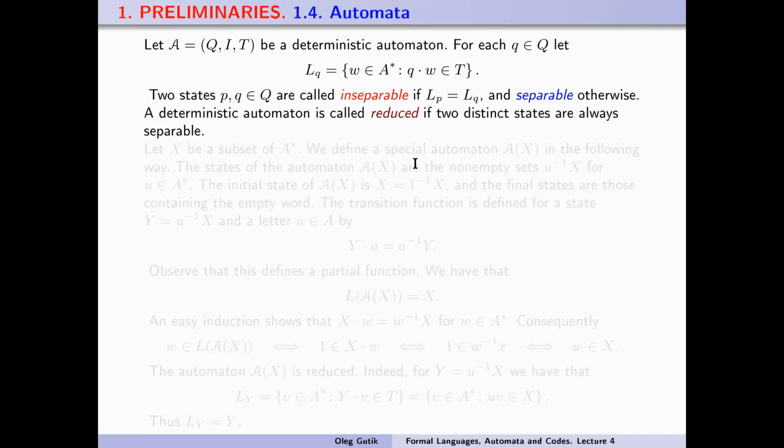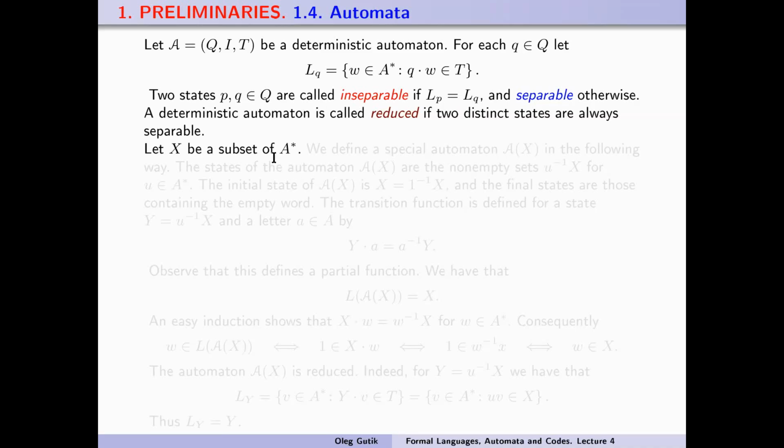What does it mean? So what is L of Q? These are such words W that Q multiplied by W belongs to T. And if we have two states P and Q that are separable, then for these states such sets are distinct.